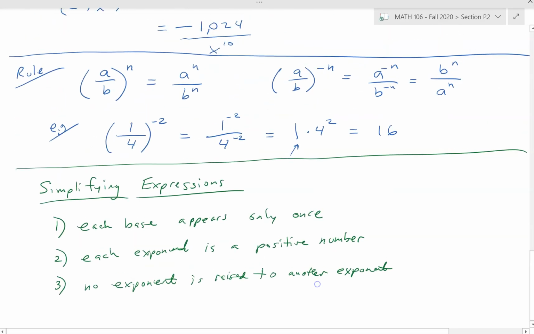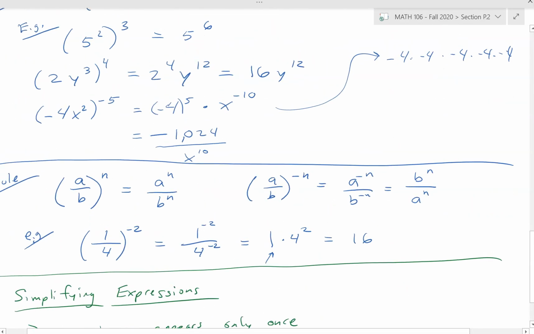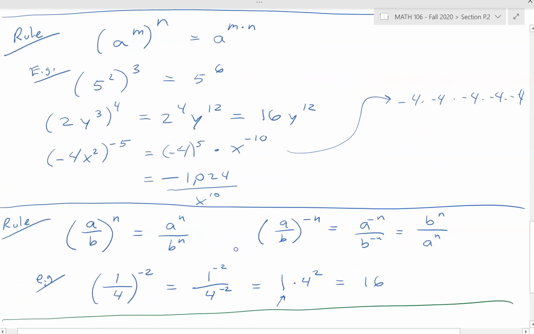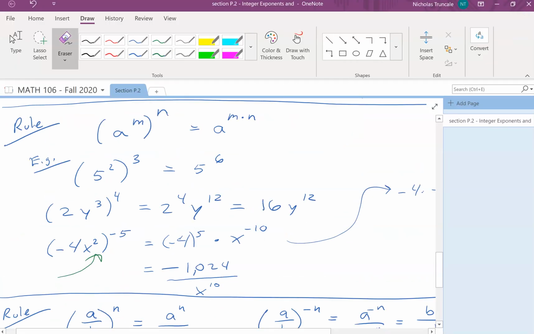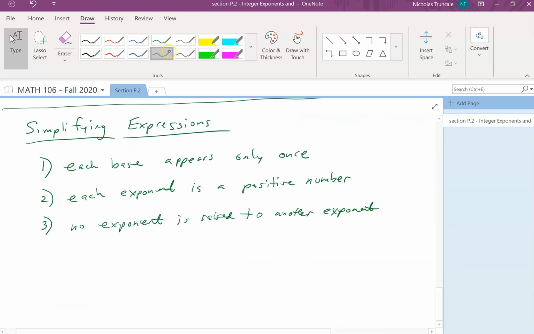So in those examples I just gave, where were they? Yeah, right here, like x squared raised to the negative fifth. You don't want to leave a final answer looking like that. You're always going to want to not have exponents raised to exponents.